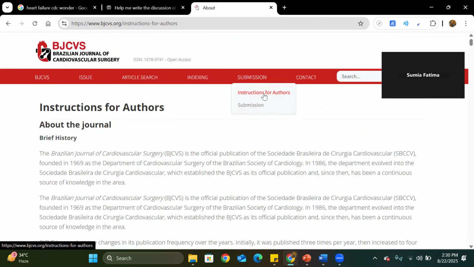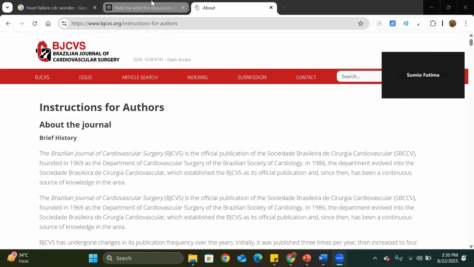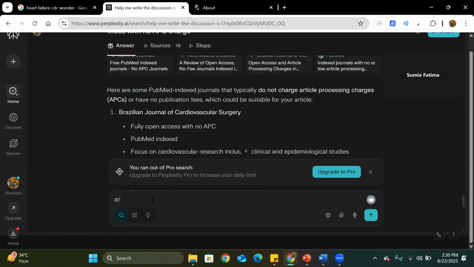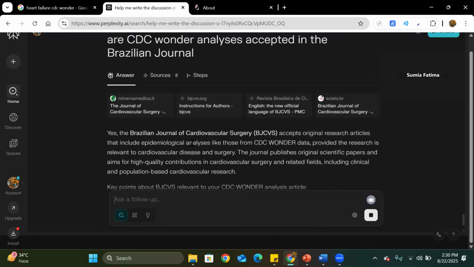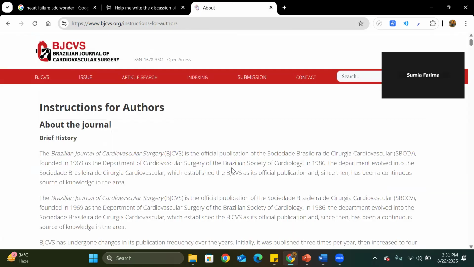Now we have gone through the instructions for authors, and I am having this feeling that CDC Wonder analyses are not accepted in this journal. Okay, so what I can do is check here: are CDC Wonder analyses accepted in the Brazilian journal? Okay, it's saying that yes, it does accept them and they are considered original research articles. It's because it's an epidemiological analysis. Okay, that's cool for me. Okay, so now I will go to the submission process and I will open up the submission.